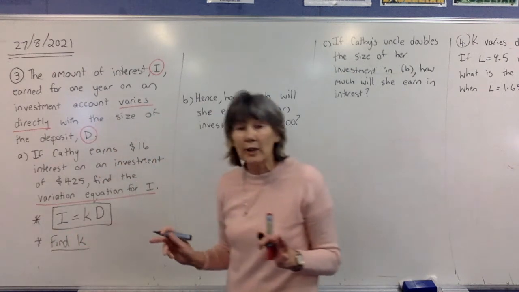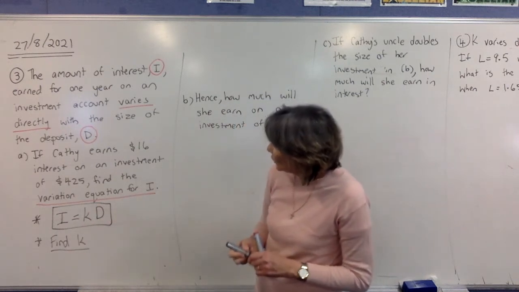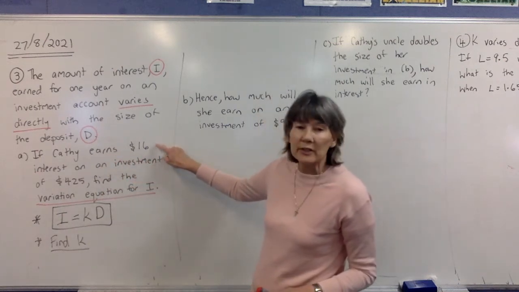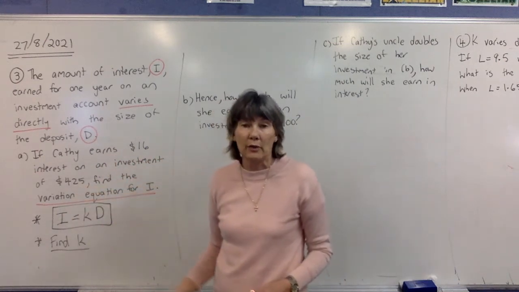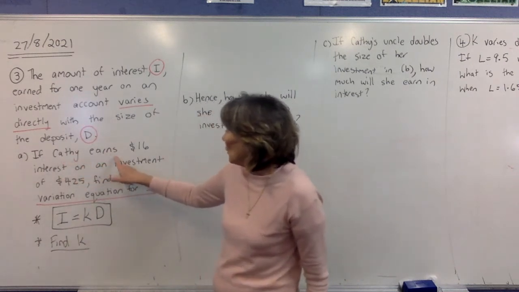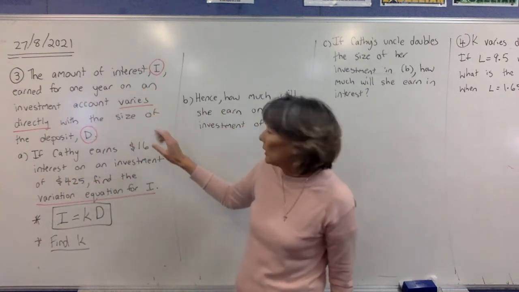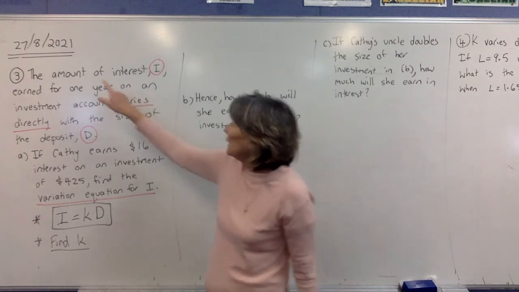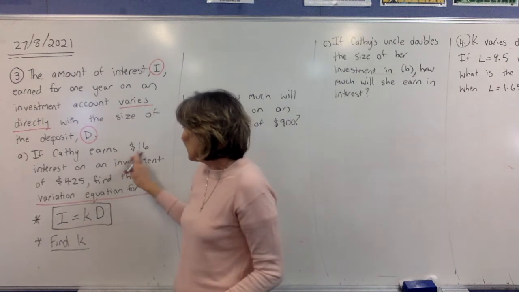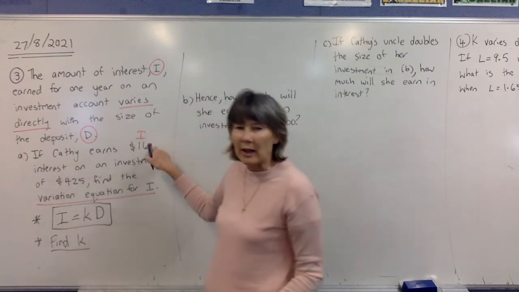To find our value of K, we need 2 things, an I and a D value. If we have a look here, this is where all the numbers are. You'll notice there's a number 16 and another number 425. We've got to work out which one's which. It says here, Kathy earns $16 interest. So we have to go back up to the words and ask, what was that talking about? The amount of interest is I. So that $16 interest is our I value.